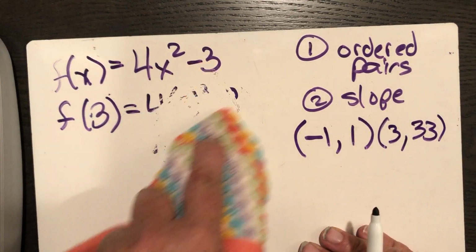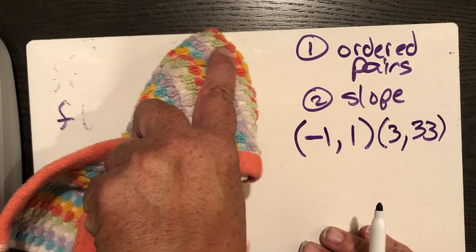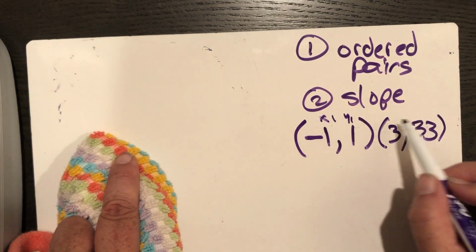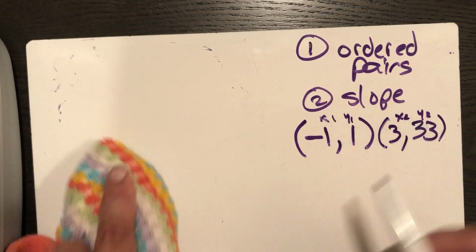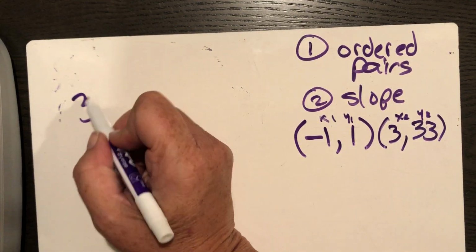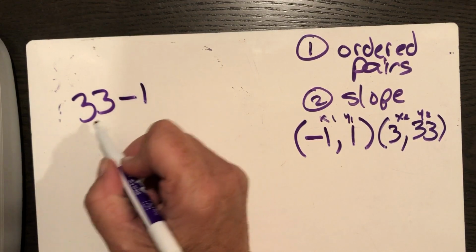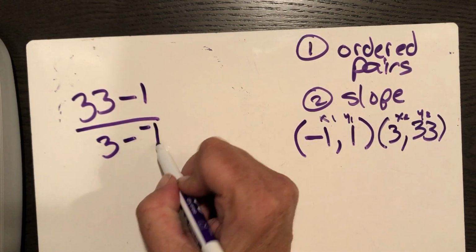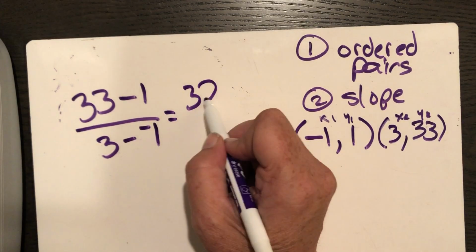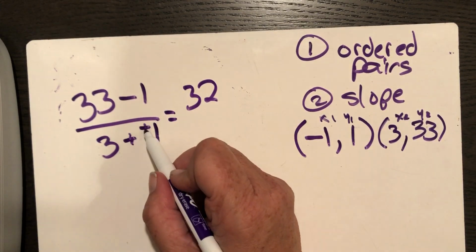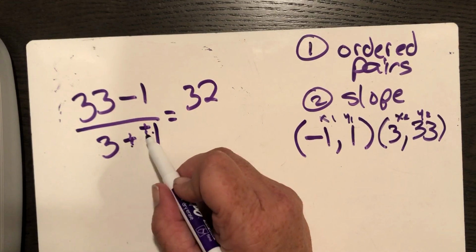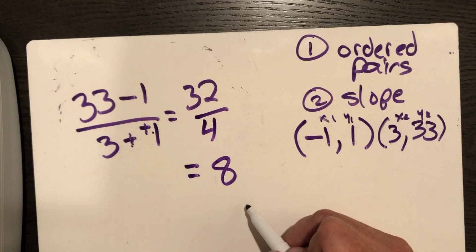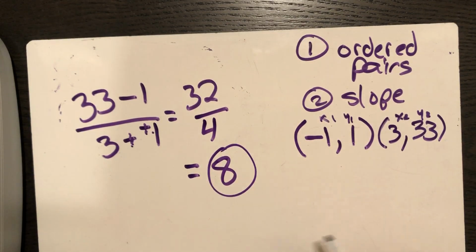So now I need to do a slope formula, because that's really what we're doing. So this is x1, y1, x2, y2. So on top, 33 minus 1. On bottom, 3 minus negative 1. 32. These change to positive because it's 2 negatives in a row. 4. Final answer, 8. So that is the average rate of change.